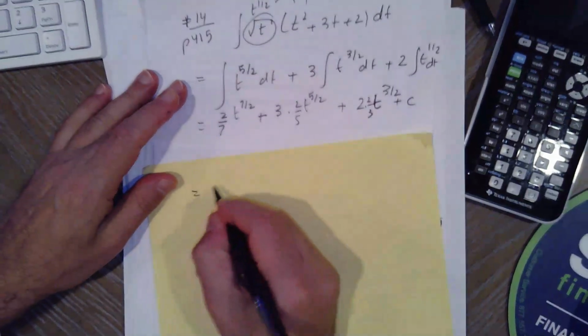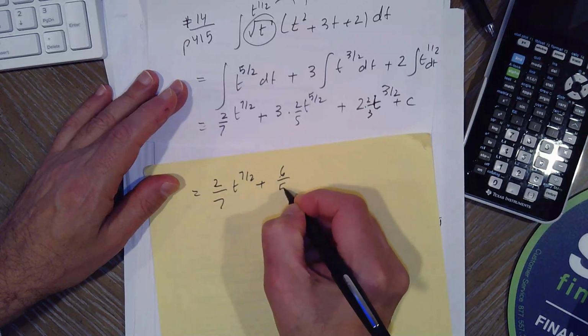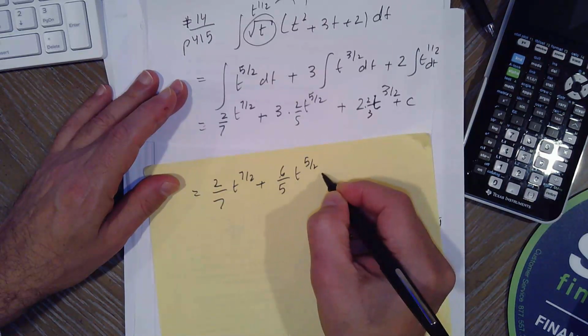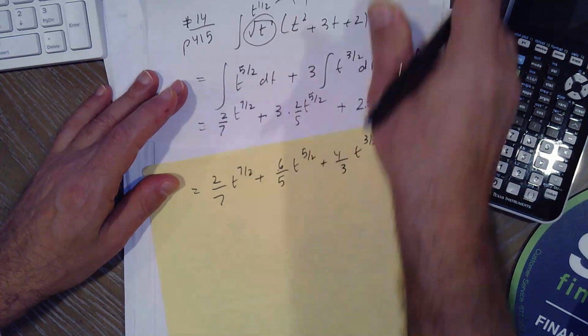Let's clean it off a bit. So there's nothing to be done here. This would be 6/5 t to the 5/2. This would be 4/3 t to the 3/2 plus c.